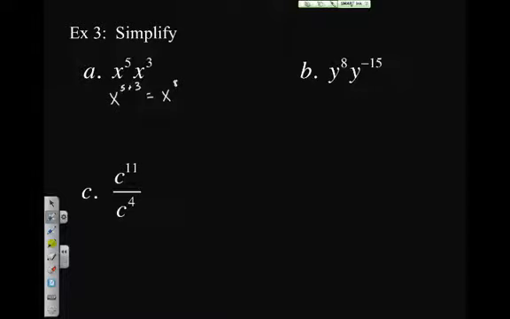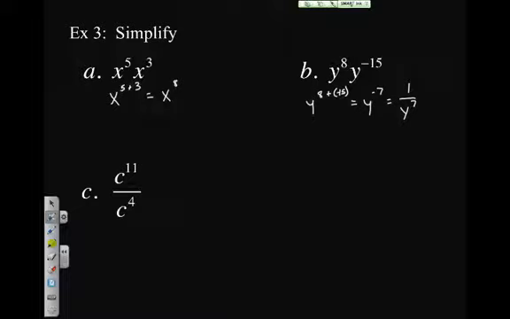For part B, first, we have to rewrite it using the definition. Actually, we don't even need to. We've got y to the 8th times y to the negative 15th. We still simply add those exponents. 8 plus negative 15 is negative 7. And so then to write that in standard form, a negative exponent means that we write it as a fraction, 1 over that y to the 7th power.